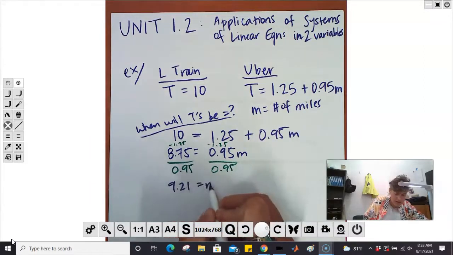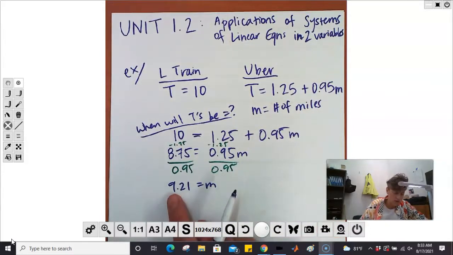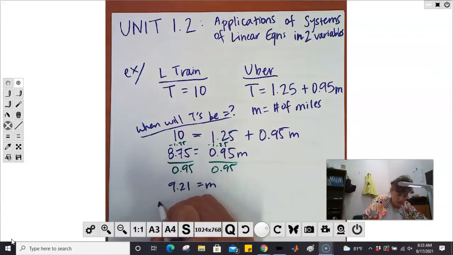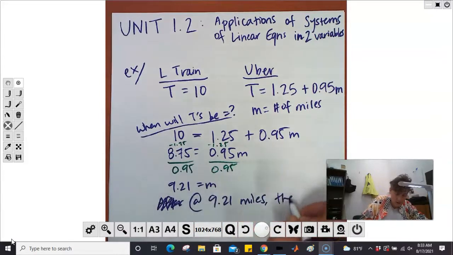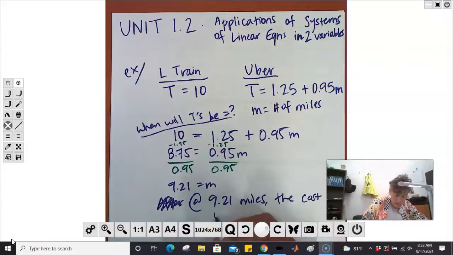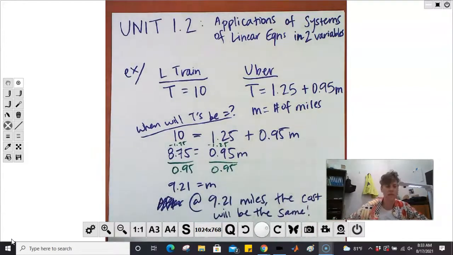9.21 equals M. What was M? It was the number of miles. So our final answer, at 9.21 miles, the cost will be the same.